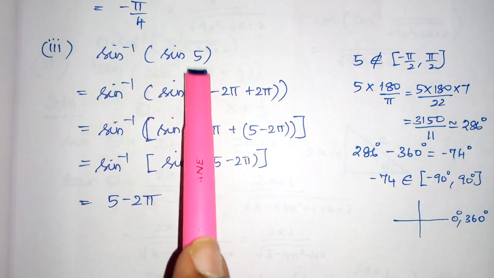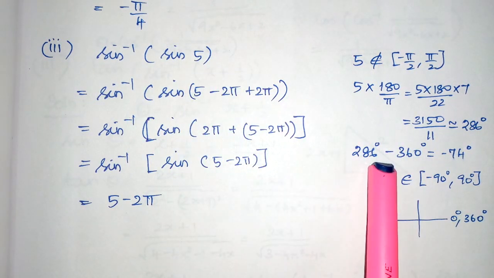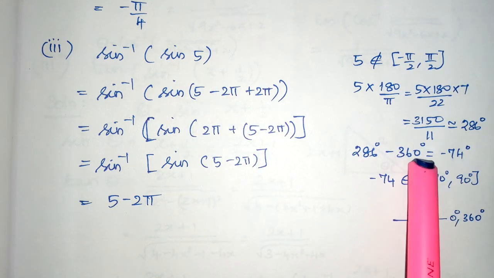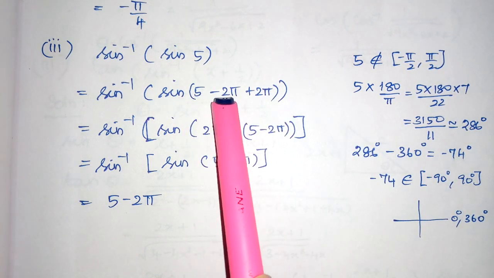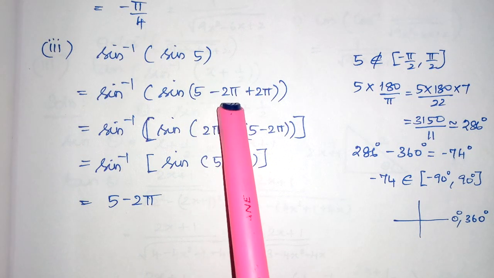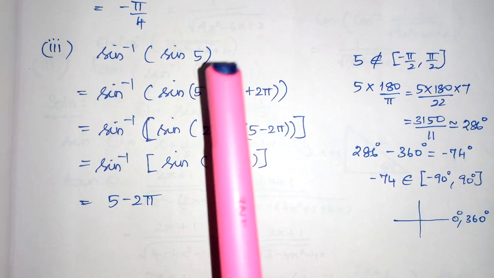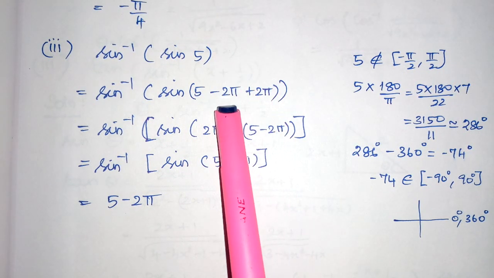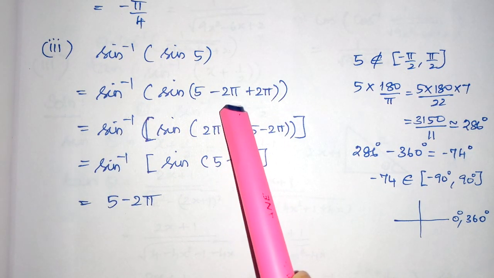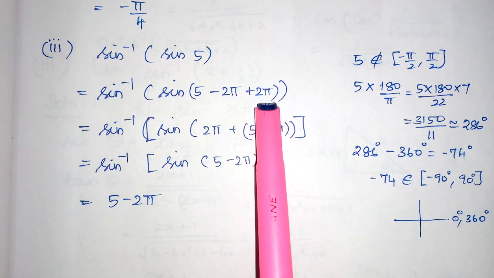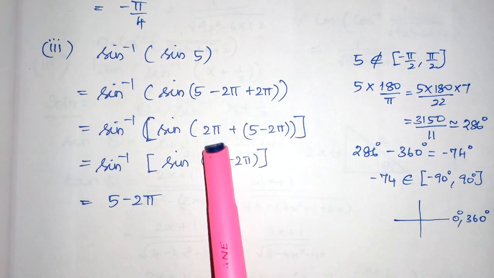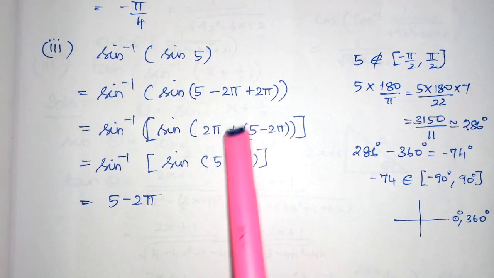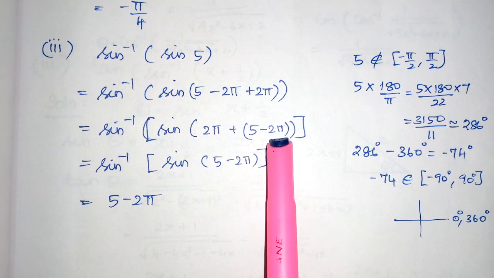Now, sine 5: you know that 286 is 5, and 360 is 2 pi, isn't it? So 5 minus 2 pi. So I am subtracting 2 pi. I cannot simply subtract 2 pi, isn't it? If I subtract a 2 pi, I must add a 2 pi. You know that if I subtract a number, I have to add a number. Like that, I subtracted 2 pi, so I have to add 2 pi. Now this 2 pi is written a little outside, and this is written here. This is nothing but what? Minus 74, isn't it? Okay.